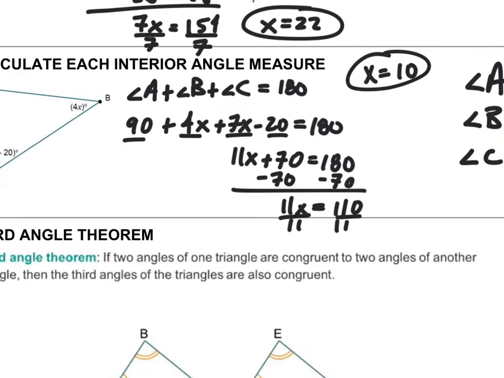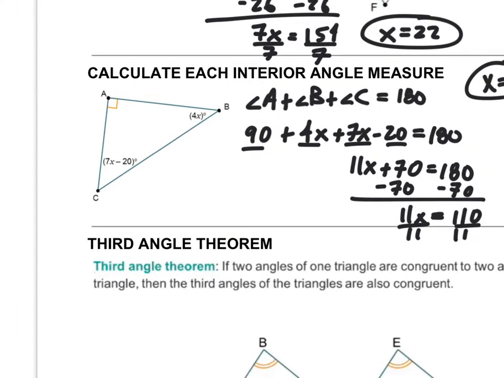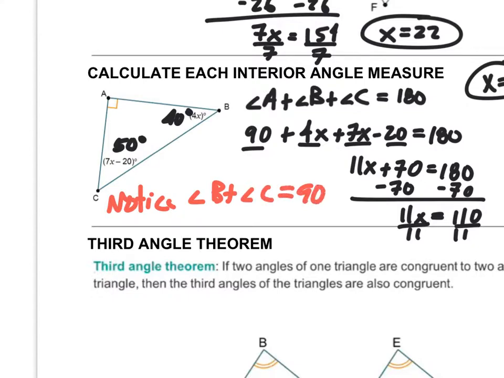Now notice that in this right triangle, angle B was 40 degrees and angle C was 50 degrees. Notice that angle B plus angle C are complementary. In a right triangle, because this angle is 90, the other two angles are going to add up to 90 degrees. The other two angles are complementary. So you don't always have to add them up to 180. If you have a right triangle, which is my favorite type of triangle, by the way, then you know that the non-right angles are complementary.